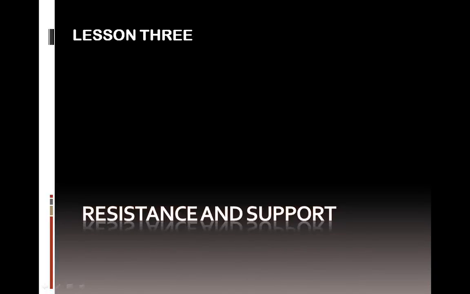The title of lesson 3 is resistance and support. In our previous lesson we learned about candlestick formation, how candlestick is used to interpret price movement, and how we can spot change in price movement. In this lesson 3 we'll be talking more about resistance and support, how resistance and support are identified and located, then price behavior at resistance and support level.